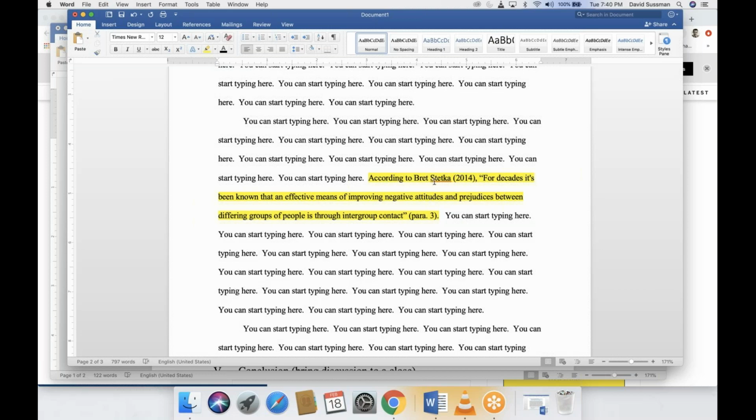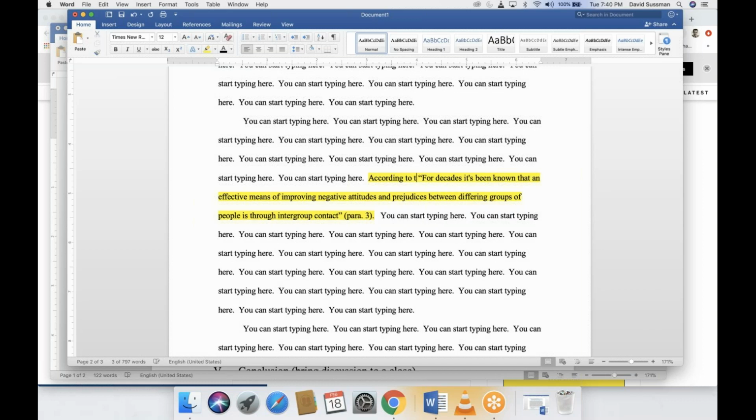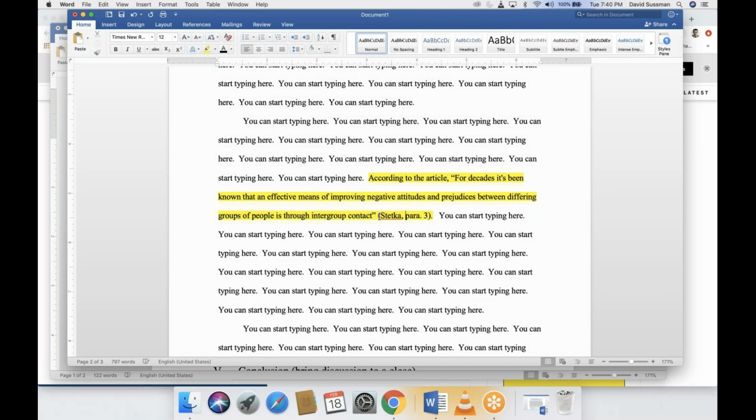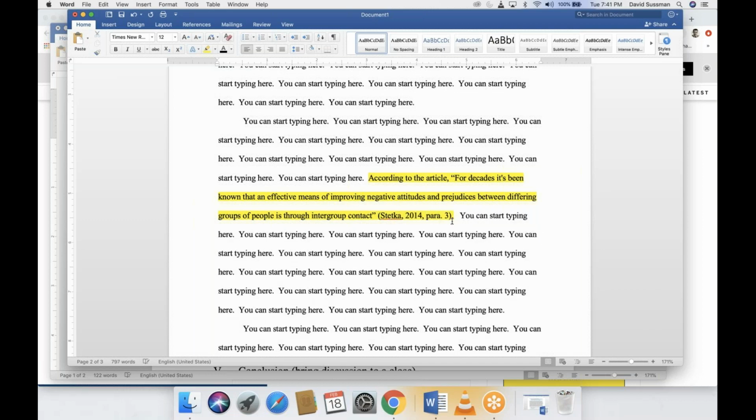Okay. According to author's name, year, deliver the quote. Once the quote is over, list the paragraph number. Or you don't have to mention the author's name at all. You just find your own way to lead into the quotation. So you could say, according to the article, comma, quote, for decades it's been, and then you save everything for the end. Author's last name, Stetka, comma, year of publication, 2014, comma, paragraph number.